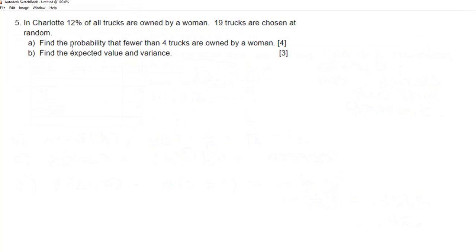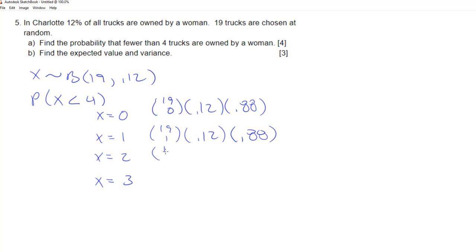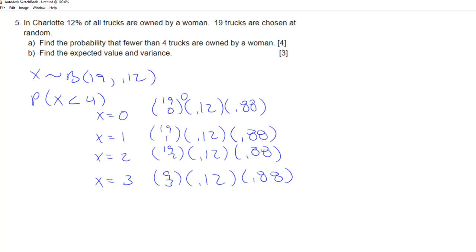Problem number 5, it says that in Charlotte, 12% of all trucks are owned by women. And then we looked at 19 trucks at random. And so that means that we want to find the probability that fewer than 4 of them are owned by a woman. Well, that means I need to find the probability that x is equal to 0, x is equal to 1, x is equal to 2, or x is equal to 3. So all I'm going to do is write this down here.